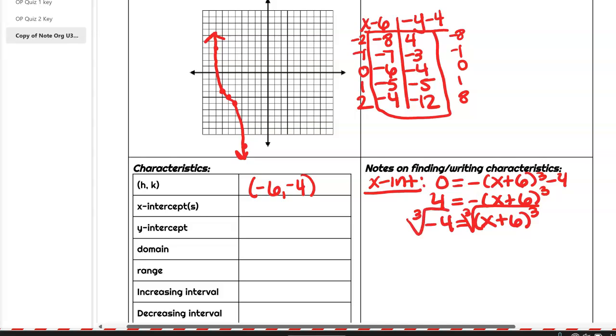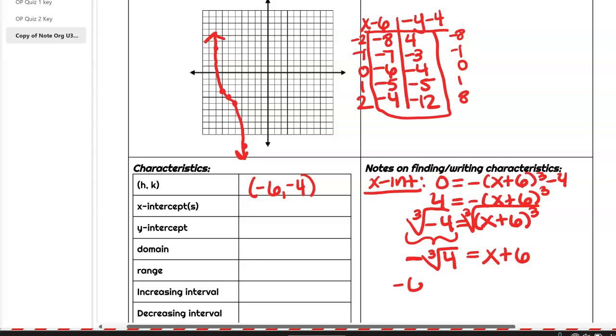Now, you can take the cube roots of negatives, and there's no mystery here. So there should be no plus or minus like there is with square roots. And the cube root of a negative number will result in a negative. We don't know the cube root of 4, so we're just going to write it as the cube root of 4. So the cube root of -4 is a negative cube root of 4. And then I'm going to write x plus 6 on this side.